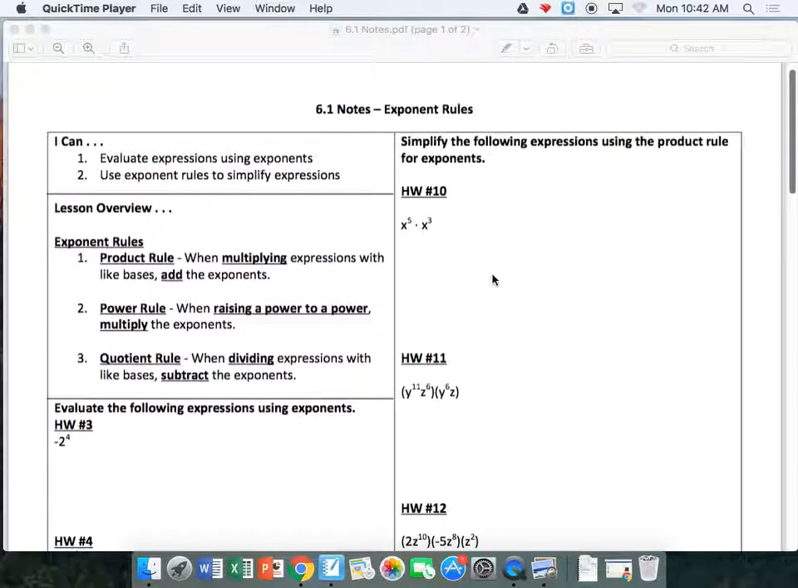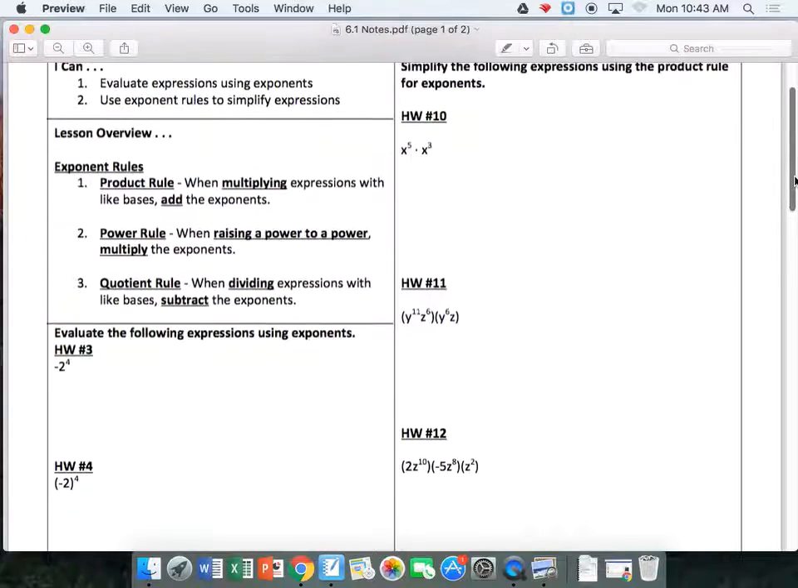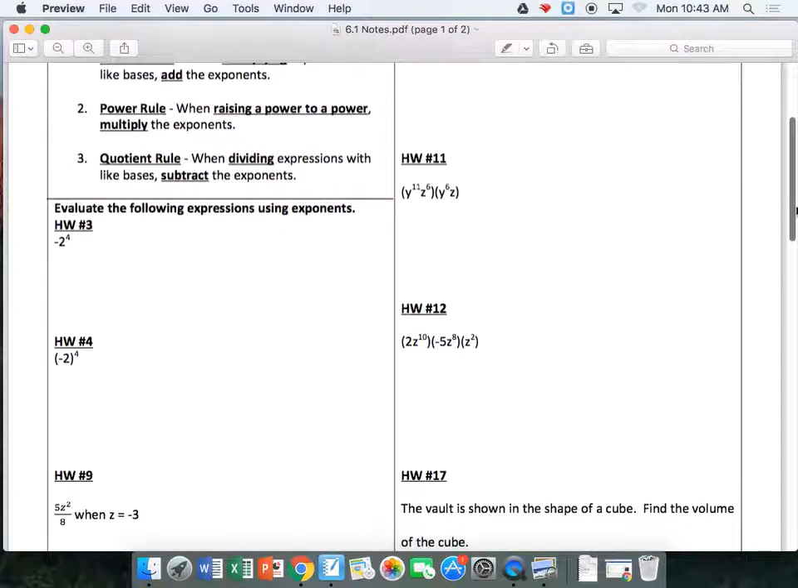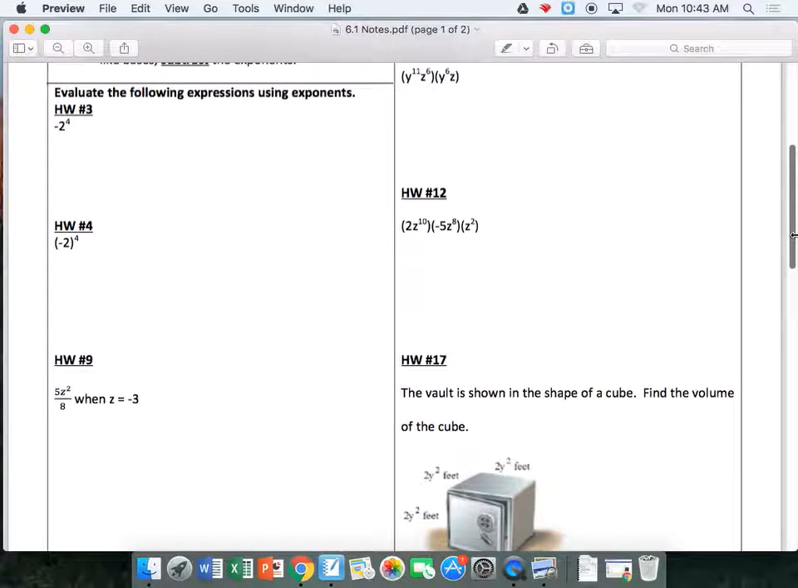So we're going to do exponent rules today. I think that you learned these in 8th grade, so I think this will be fairly easy. We're just going to go over this for you. On the exponent rules, on 6.1, the first 9 problems are evaluating expressions using exponents.